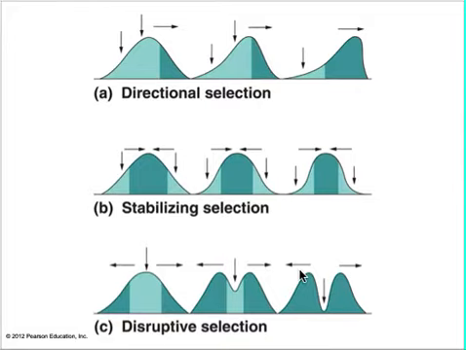So since the population is subjected to different types of environmental pressure. So this is actually a very understandable graph. So for directional, stabilizing, and disruptive selection. Okay.